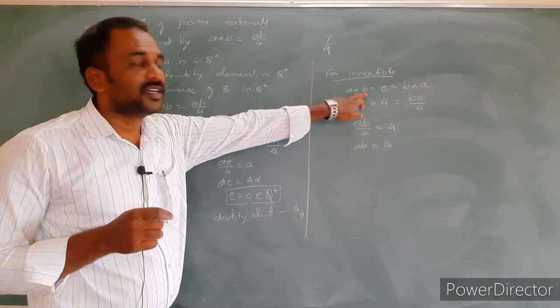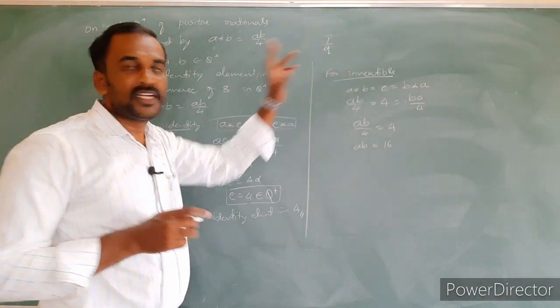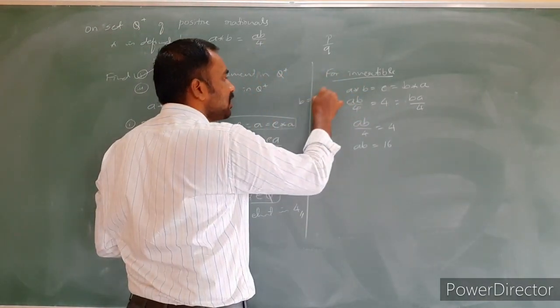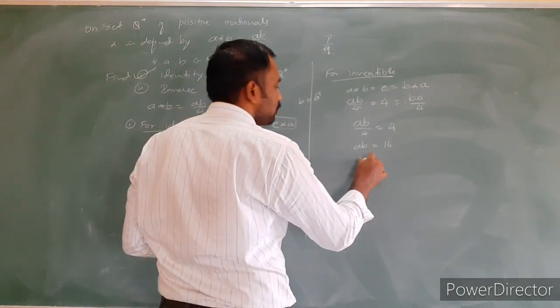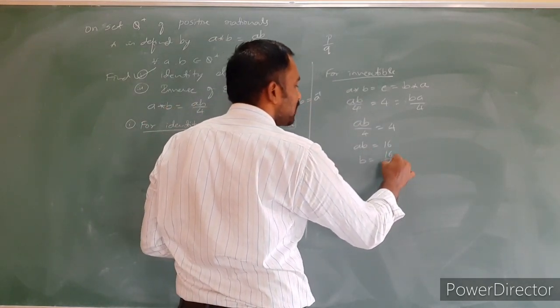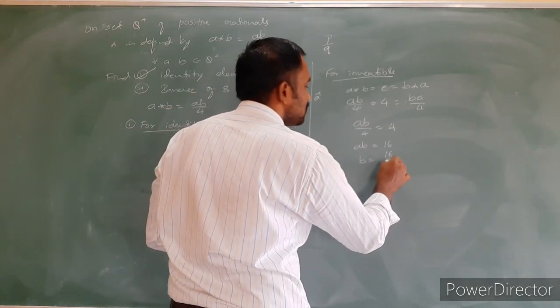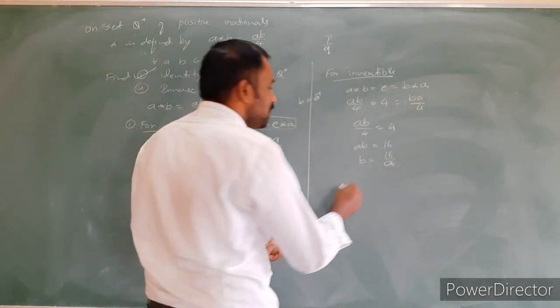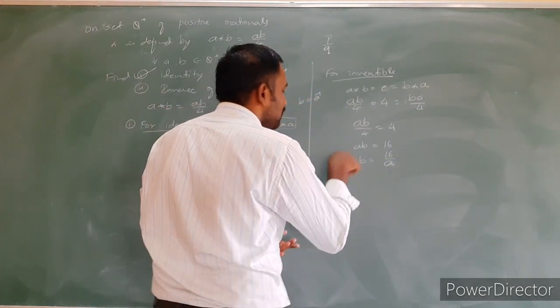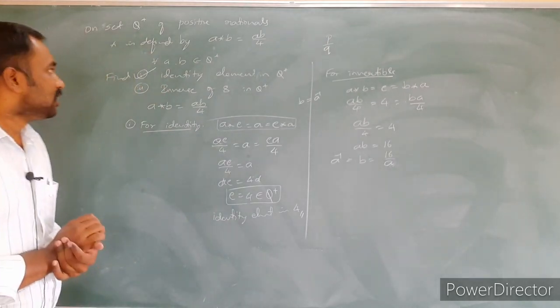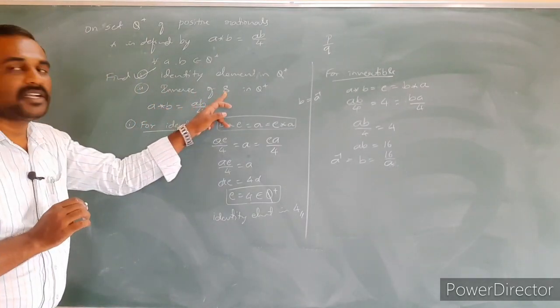In this definition, B is the required inverse of the element A. Therefore, B is equal to 16 divided by A. B is 16 divided by A. B is nothing but A inverse. That's all. Now what do we need? The inverse of the element 8.